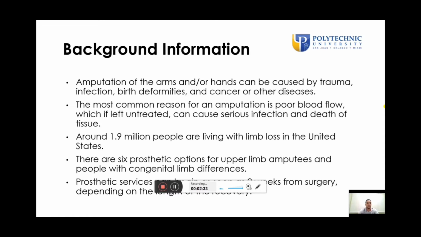For partial finger or partial thumb amputations, the different levels are distal interphalangeal joint, proximal interphalangeal joint, metacarpophalangeal joint, and joint of any one or multiple fingers.